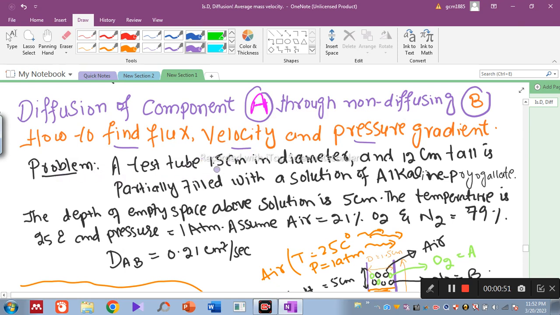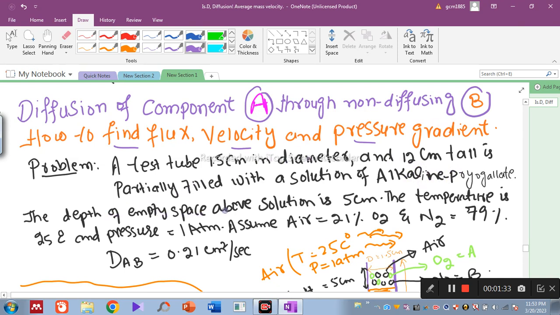A test tube which is 1.5 centimeter in diameter and 12 centimeter tall is partially filled with a solution of alkaline pyrogallate. This is a solution which absorbs a lot of oxygen, but it does not absorb nitrogen. So this solution absorbs oxygen from the air, and when oxygen is absorbing in this solution, the oxygen molecules are diffusing through the non-diffusing nitrogen molecules. So the oxygen is component A, which is the diffusing component, and nitrogen is the non-diffusing component B.